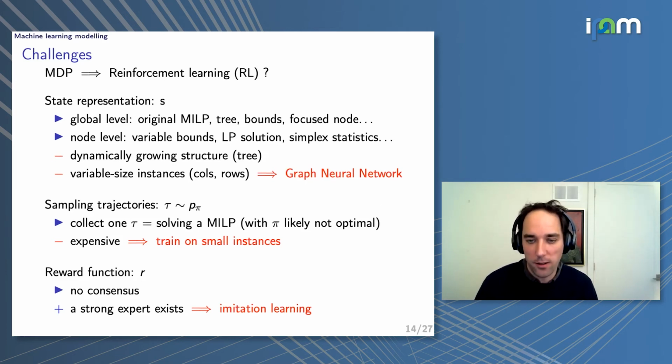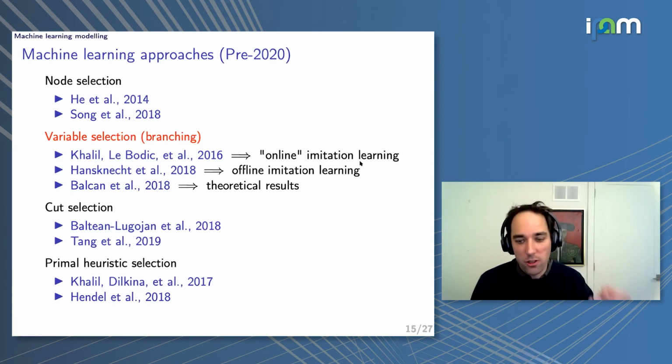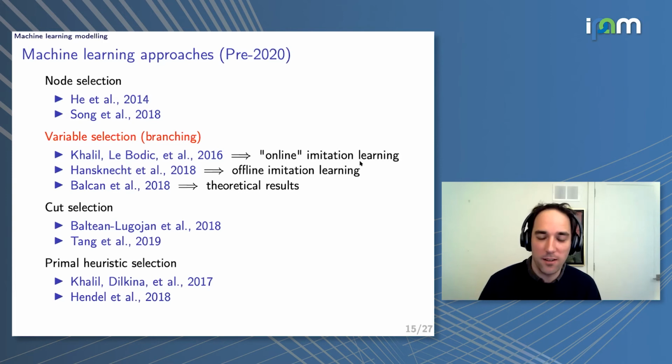I'll explain that a little bit later on in more detail. Of course, I should say that there have been lots of machine learning approaches that do similar things for node selection, for variable selection, which is what we care about, but also for cut selection and primal heuristic selection. These, I must say, all predate this work, so pre-2020. At the end of my conclusion, I will highlight a few more recent works. And of course, Vinod's talk from this morning is a prime example of such work.